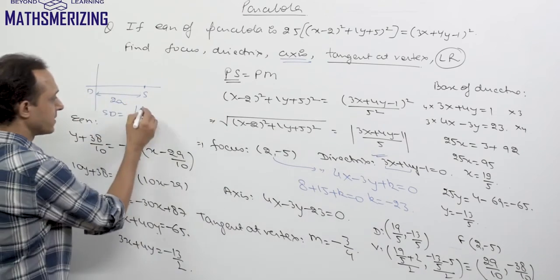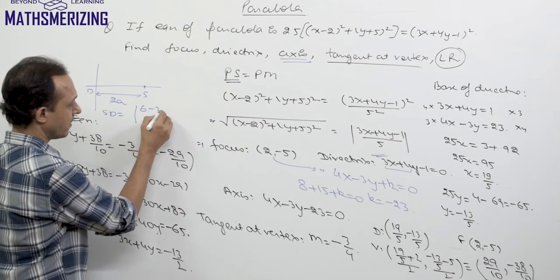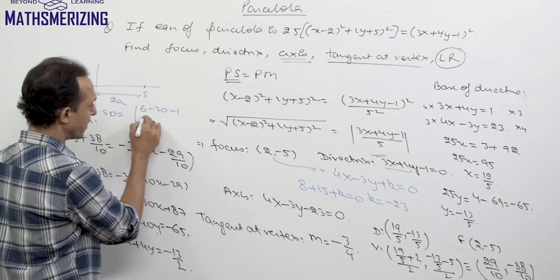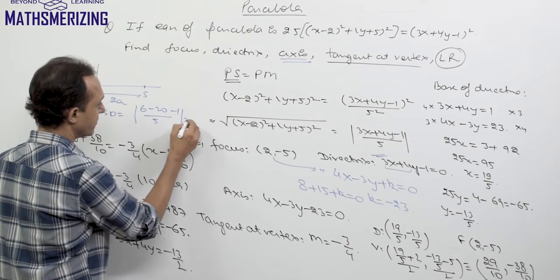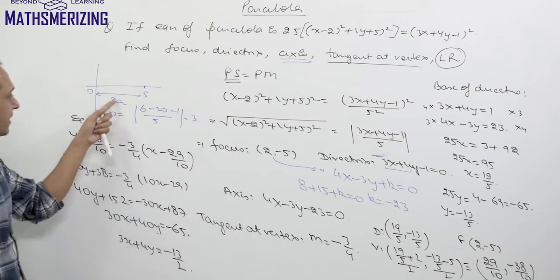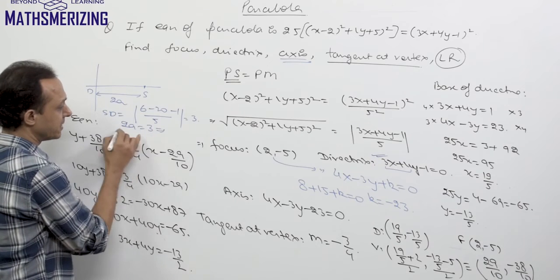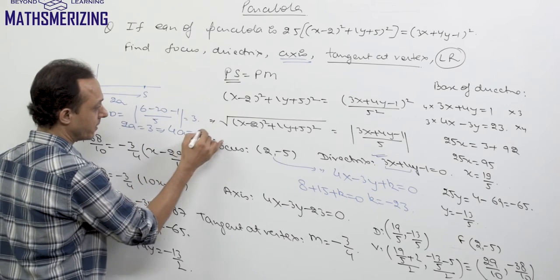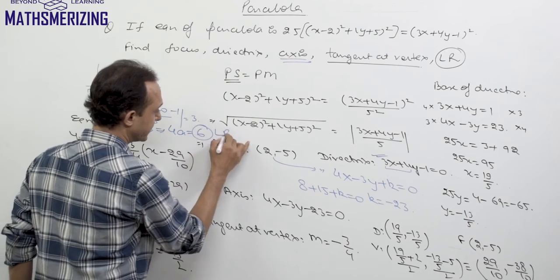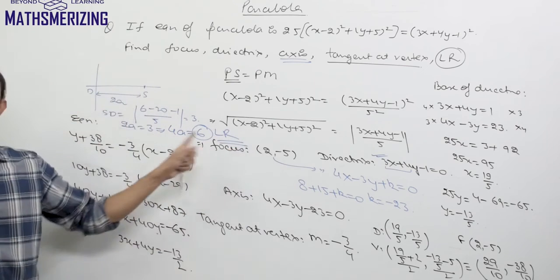So I'll get 6 minus (-2), minus 1 upon 5. So there will be simply 3, and this 2a is equal to 3, and the length of latus rectum is 4a. So I'll multiply it by 2. So the length of latus rectum in this case simply will be 6.